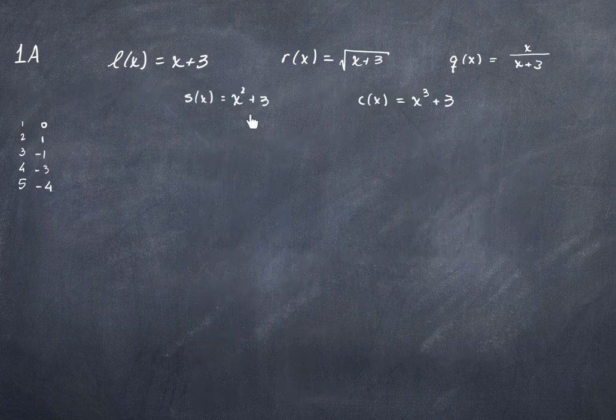S of x equals x squared plus 3. S stands for squared. C of x equals x cubed plus 3. C stands for cubed. Q, by the way, stands for quotient. So I'd like you to evaluate S of 0, S of 1, and so on, and then C of 0, C of 1, and so on. Figure out what those values are, and I'll come back with the answers. Pause the video now and work out your answers.